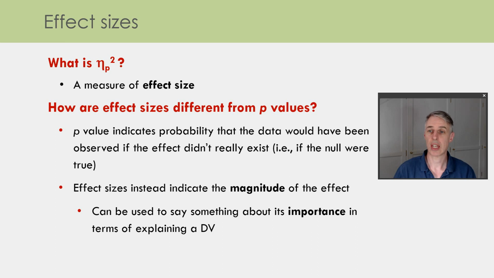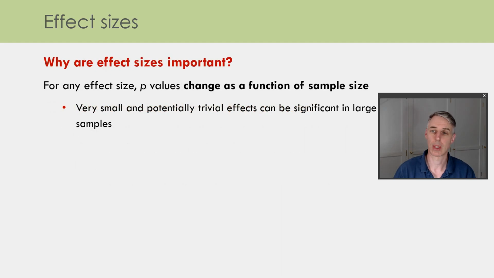In contrast, an effect size tells us something more about the magnitude, the size of the effect. And that can therefore be used to say something about its importance in a more practical sense. Here you can differentiate between significance in the statistical sense and importance or significance in a practical sense, particularly when it comes to explaining variation in a dependent variable that we're interested in. So why are effect sizes important?